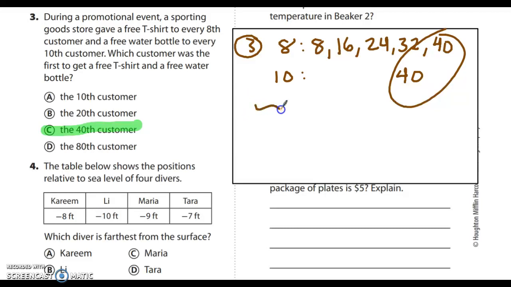If I drew a little sketch here, and that's the surface, that's going to be at 0 feet. Then Tara would be closest to the surface because negative 7 would be the highest, and then it'd be negative 8, and then negative 9, and then the person farthest from the surface would be negative 10. That's going to be Leah. The answer is B, Leah.